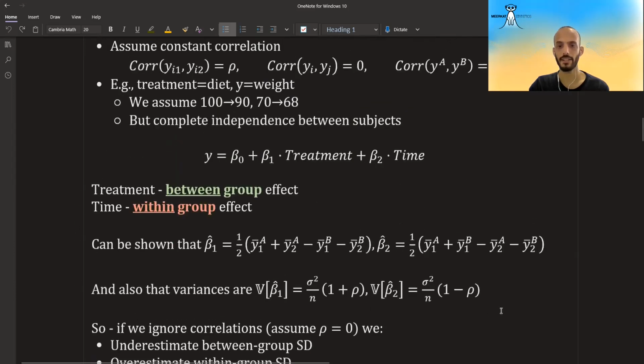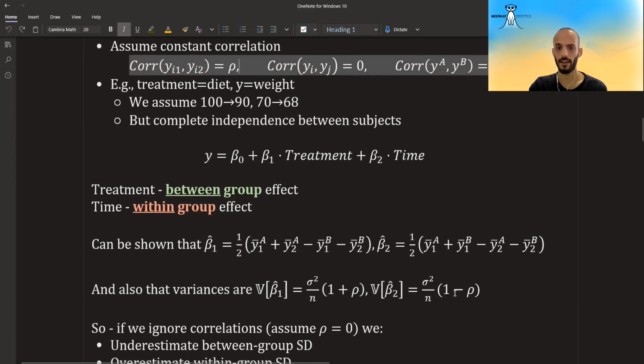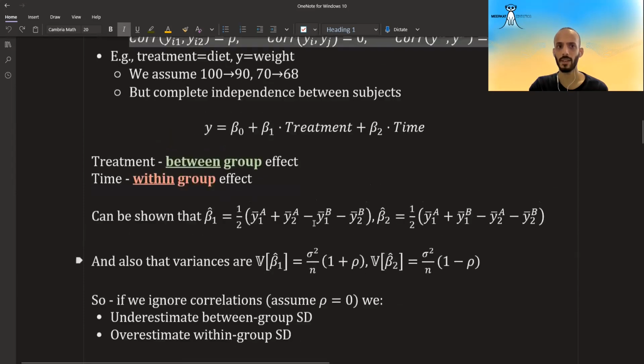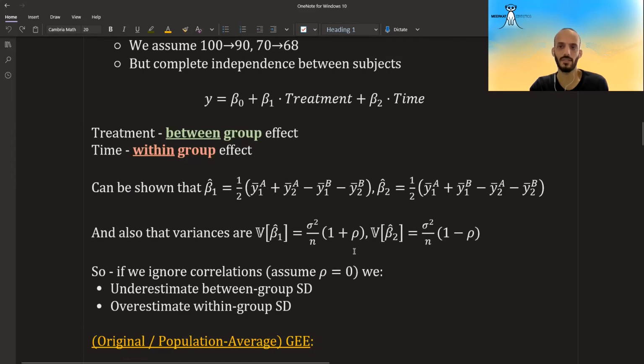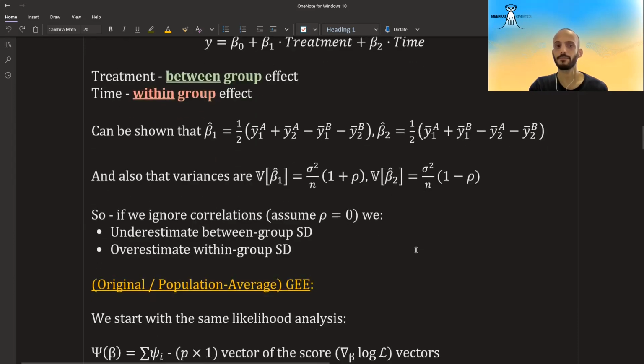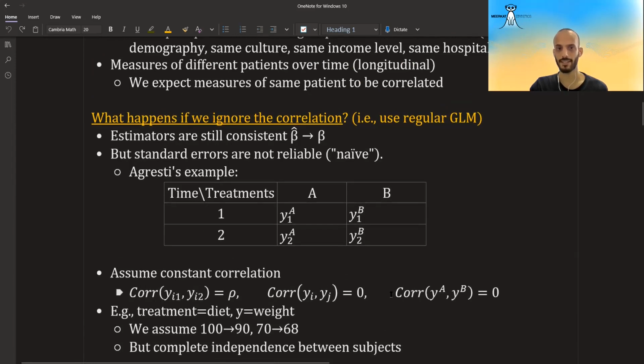And also you can get that the variances of these 2 coefficients are these things over here. And the way you do this is you just take these, you expand them, and you take into account the covariance, that here it should be 0 between these things, and here it should be rho. And if you do this, you will get these results. Okay, so we can see that we assumed some constant correlation, and we get that the variance depends on this correlation. Now, if we ignore this correlation, if we assume that the correlation is 0, what we are basically doing is underestimating the between group standard deviation, and overestimating the within group standard deviation. So this simple example illustrates that if we ignore the correlation, then our standard errors are not reliable.